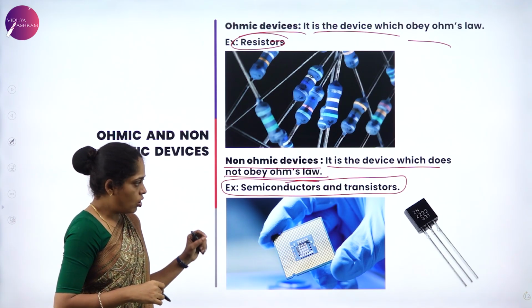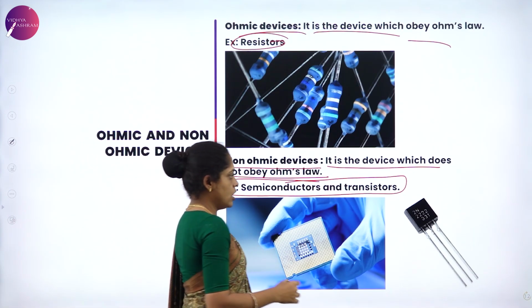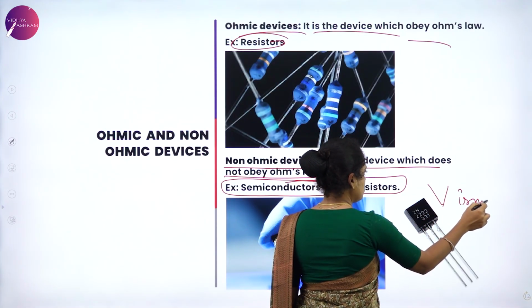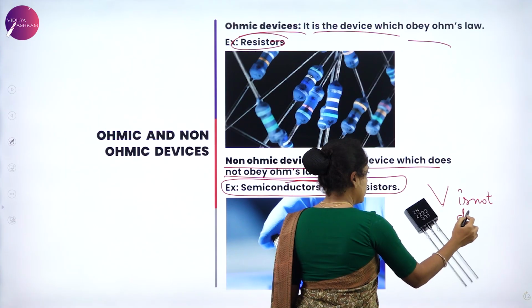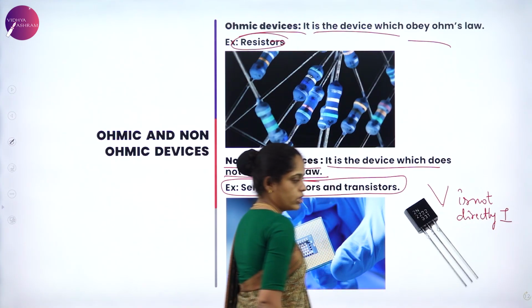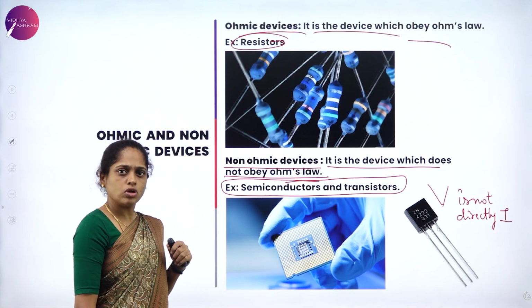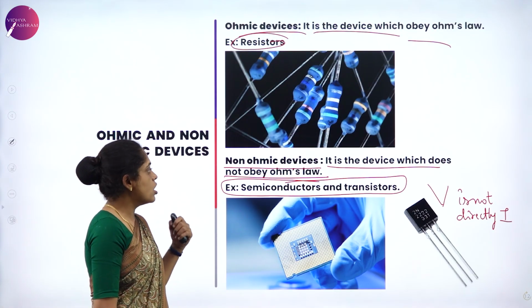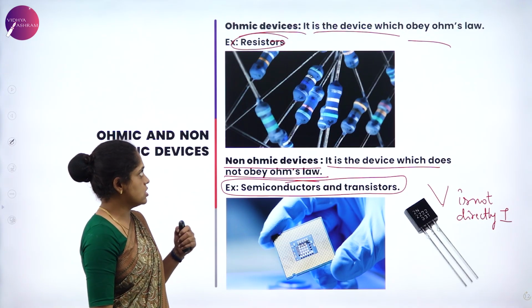In all these devices, V is not directly proportional to current. So such devices are known as non-ohmic devices.